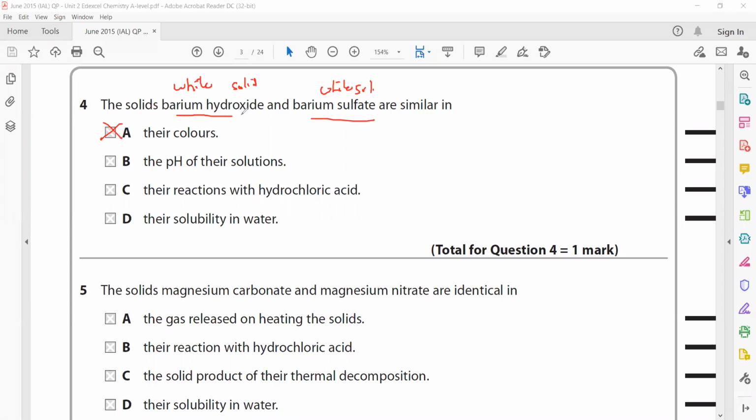pH of the solution: barium hydroxide is alkaline, barium sulfate is insoluble. Reaction with hydrochloric acid: barium hydroxide will react, but barium sulfate will not. And solubility in water: barium sulfate is insoluble, and the solubility of hydroxides increases as we go down the group.